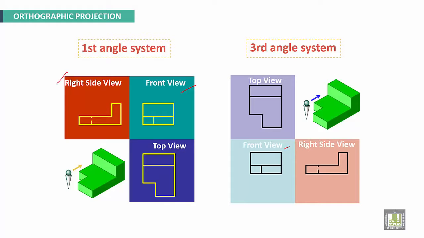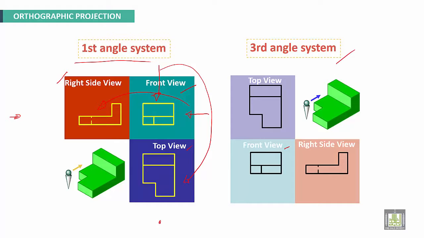For the right side view in the first angle system, we have to see from the right side and draw the right side view in the left side. For the top view, we have to see or watch from the top and then draw it down. It will be the same for the left side view. We will have to see by the left side and draw it in the right side. For the bottom view, we have to see from the bottom view and draw it in the top.